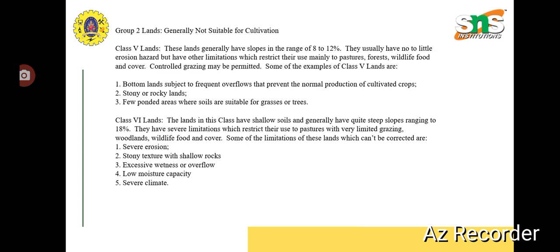It has shallow soils, and generally slopes range between 8 to 12 percent, and they have too little erosion hazard, but limitations which restrict their use for pastures, forest, and wildlife. Controlled grazing can be permitted. Some examples of class 5 lands are bottom lands subject to frequent overflows that prevent the normal production of cultivated crops, stony or rocky lands, and a few ponded areas where soils are suitable for grasses or trees.